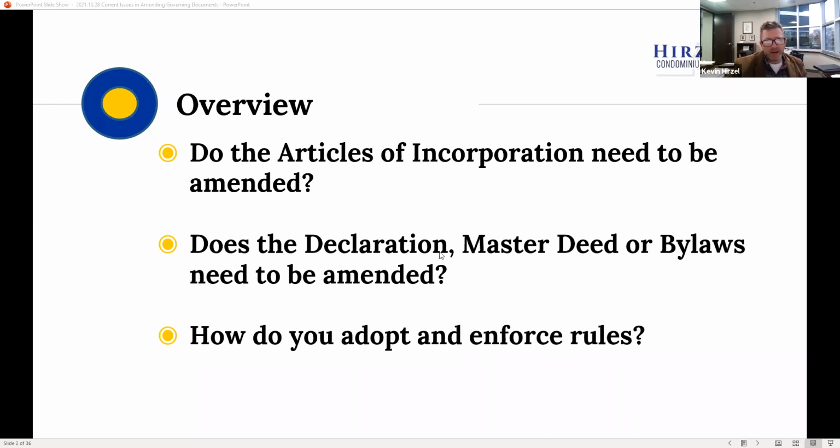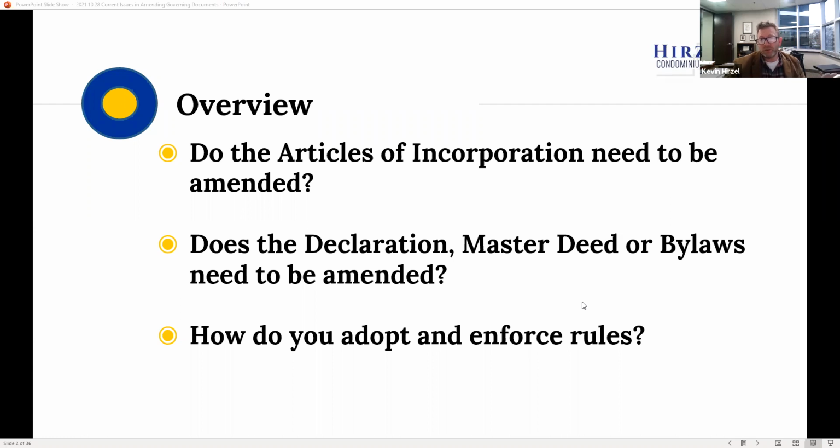So there are basically three types of documents that we're looking at. We're looking at articles of incorporation: do your articles of incorporation need to be amended? Does your declaration, master deed, or bylaws need to be amended? And then how do you adopt and enforce rules and regulations? Those are the three basic categories. You can, in theory, break out corporate bylaws from that middle category, which we'll get to in a little bit, but those are, in broad strokes, the three categories of documents.